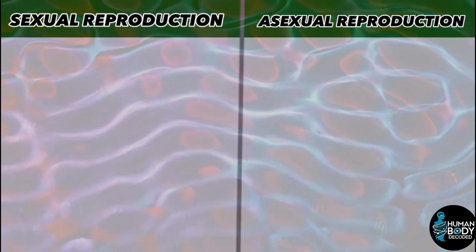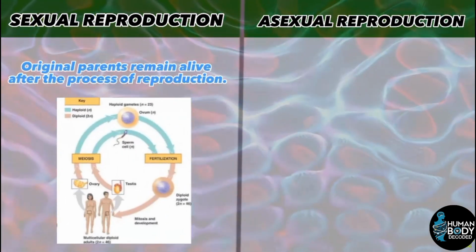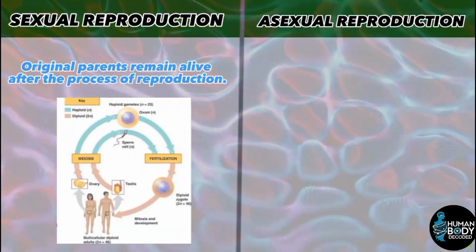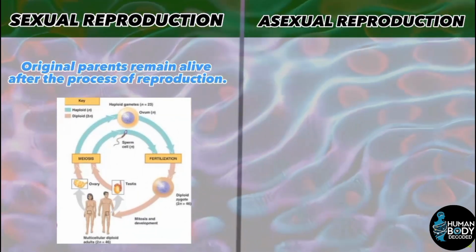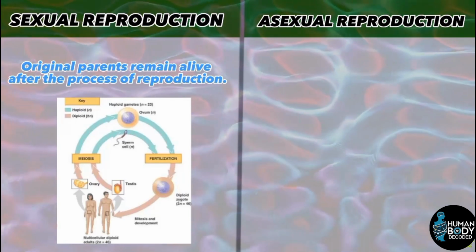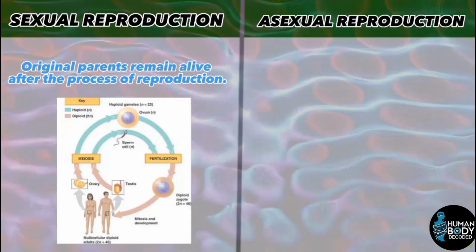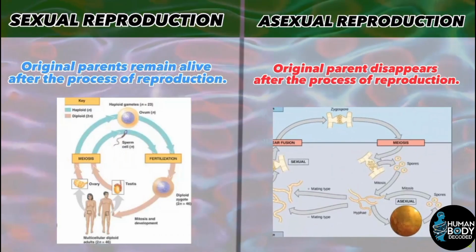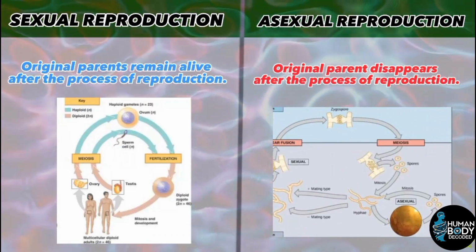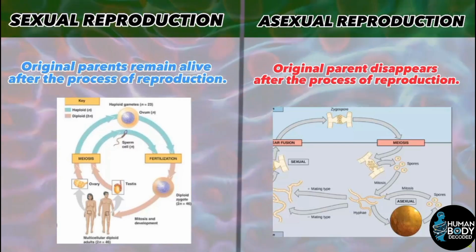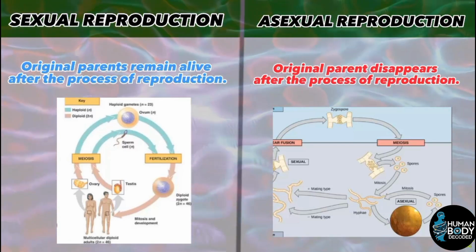Difference number 7. In sexual reproduction, the parents remain alive after the offspring is produced. The mother and father are still alive, and nothing happens to them. But in asexual reproduction, the original parent organism that reproduces often disappears after reproduction.